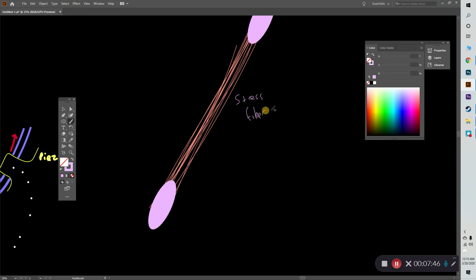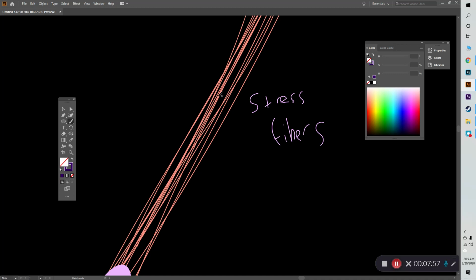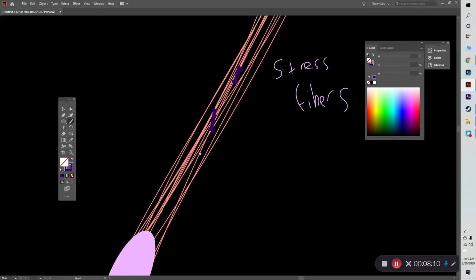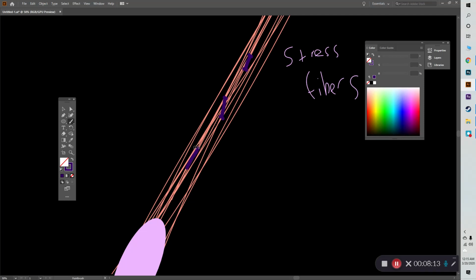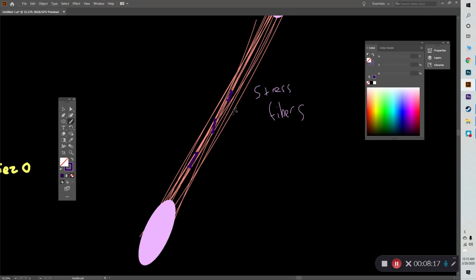So I've drawn there the actin, but there's also little myosins, of course, which are all over this. It's nice and beautiful. Look at them. Look how cute they are. Myosins are cute. So now we're looking at not just one protein, but a bunch of proteins.